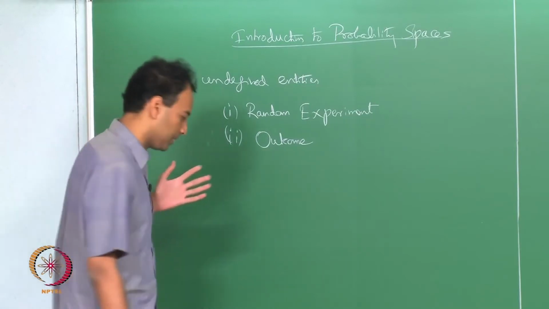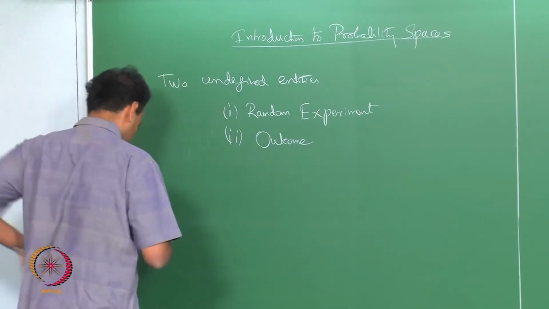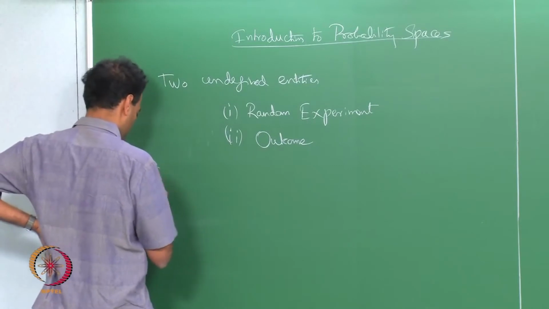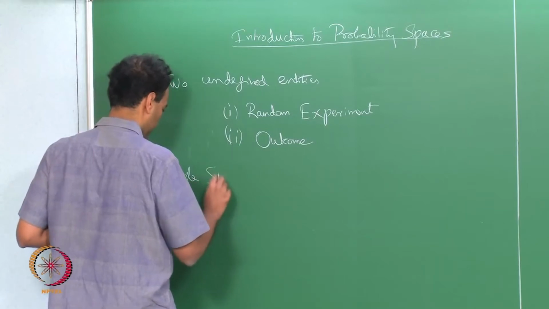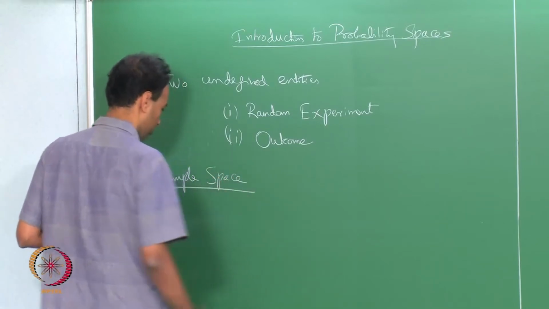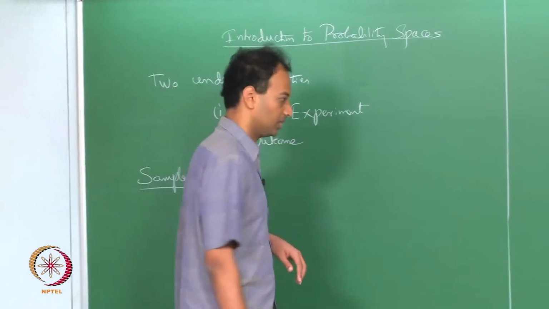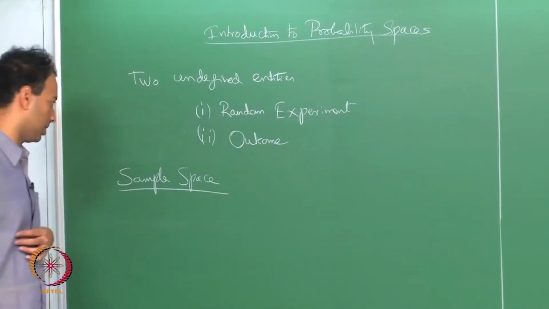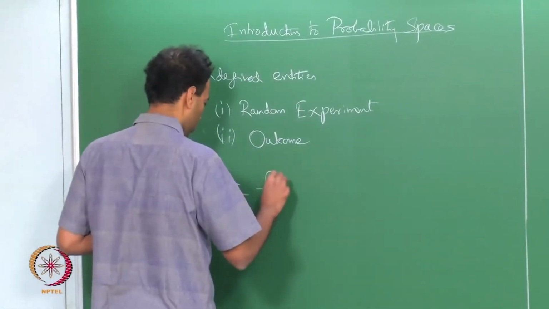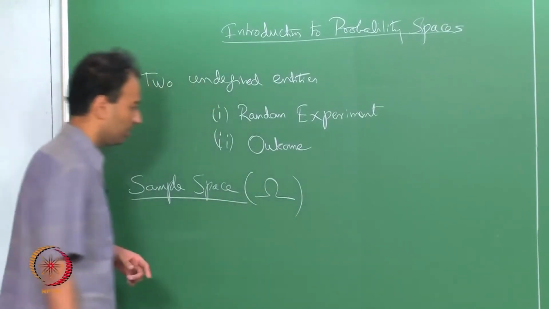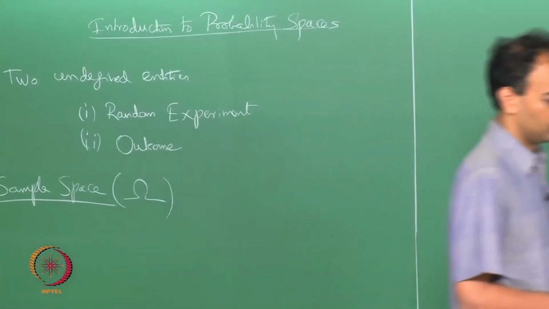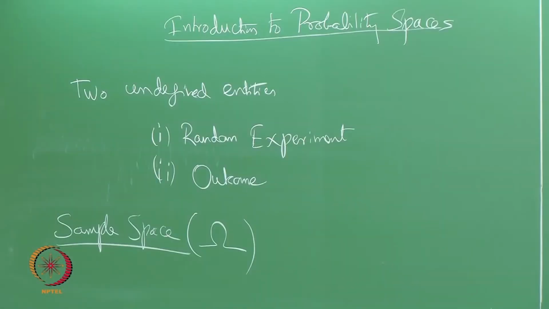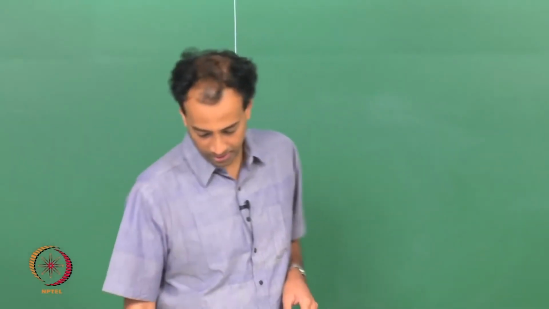Okay. So, the first, most basic concept that is defined is the concept of a sample space. Okay. The sample space of a random experiment. It is often denoted by the capital Greek letter omega, okay, big omega. It is defined as the set of all possible outcomes of the random experiment. Okay.